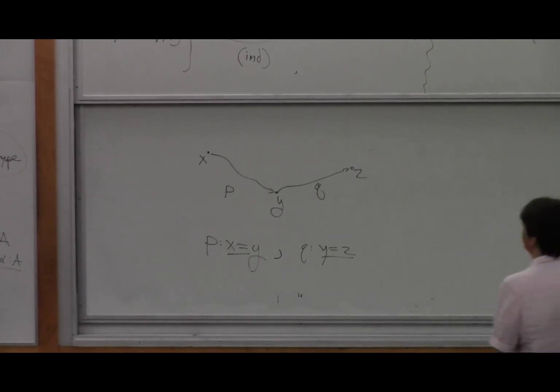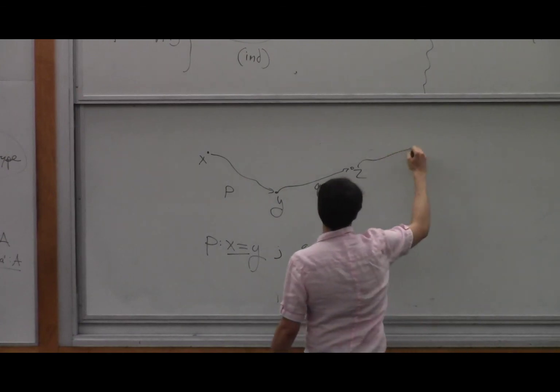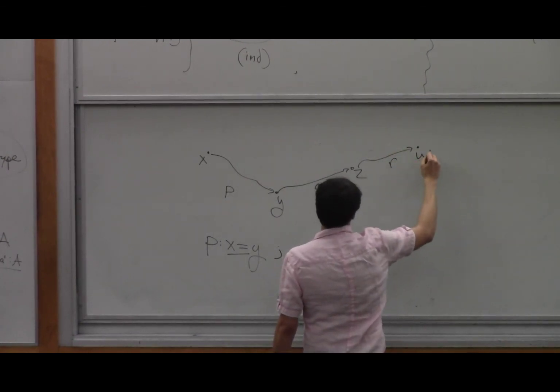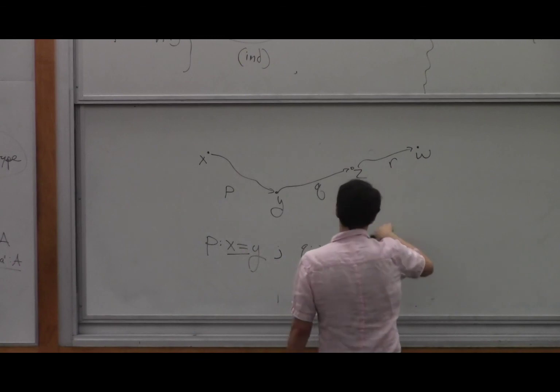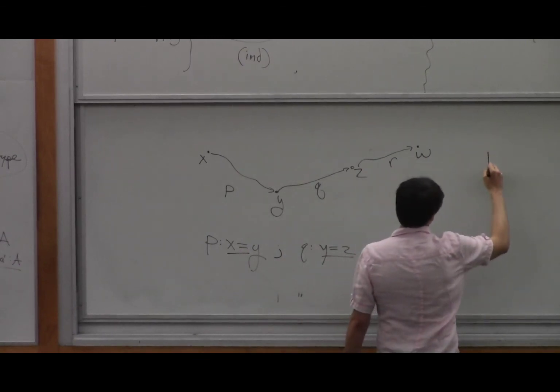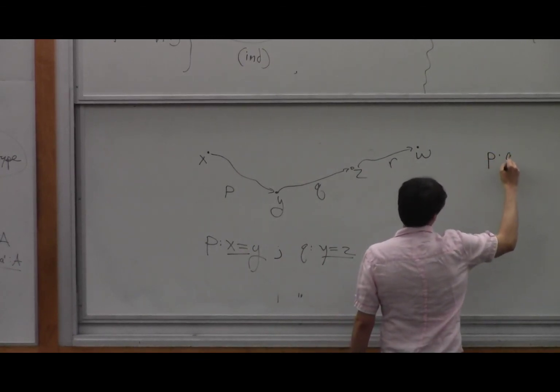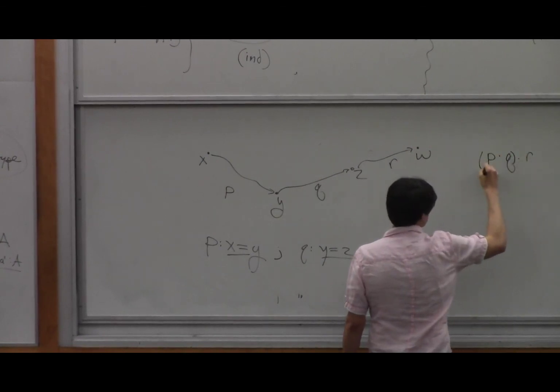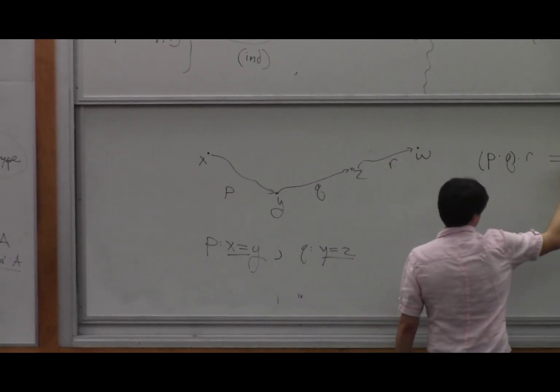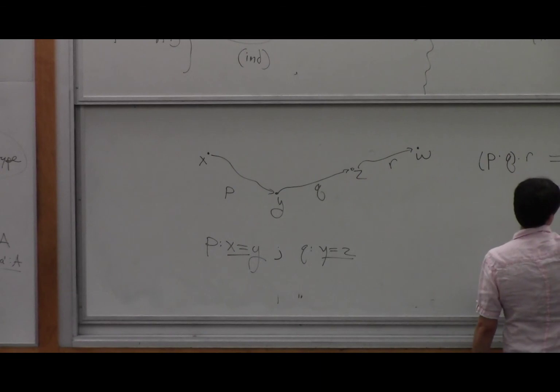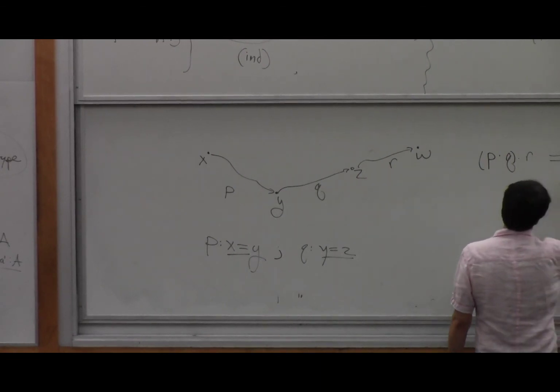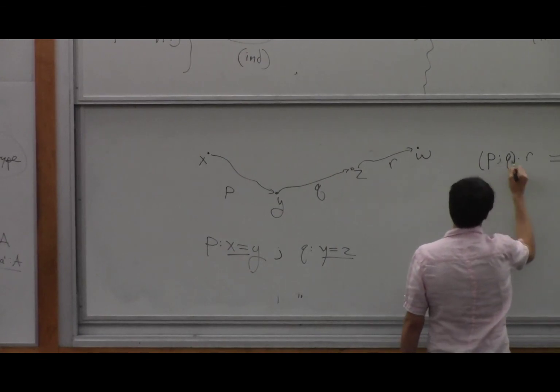And then if you have another thing here that goes from z to w, you can keep going here. So you can, for example, define a thing in syntax that says P composed Q composed R is the same in a sense as P composed Q composed R in that order. I write these as semicolons.